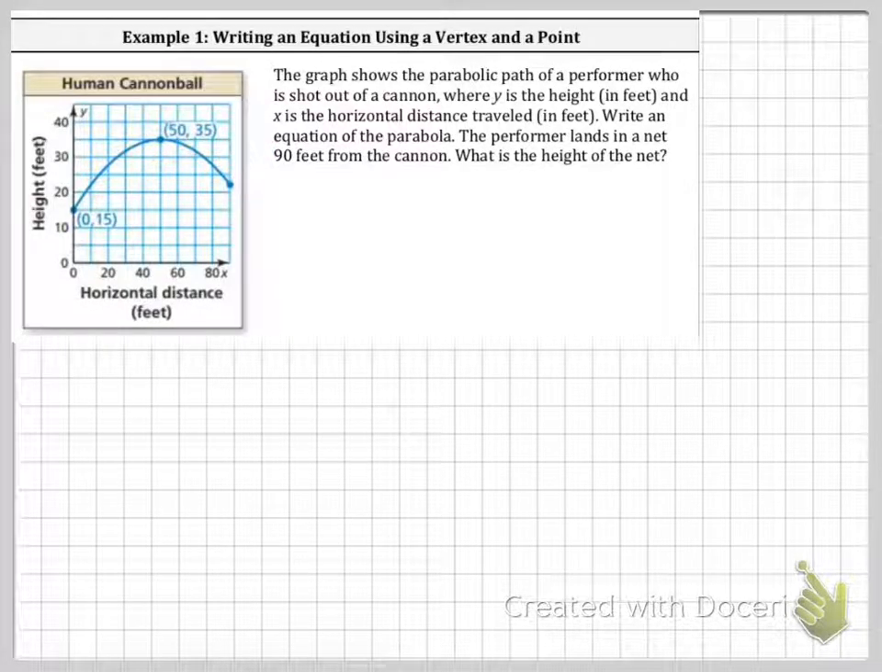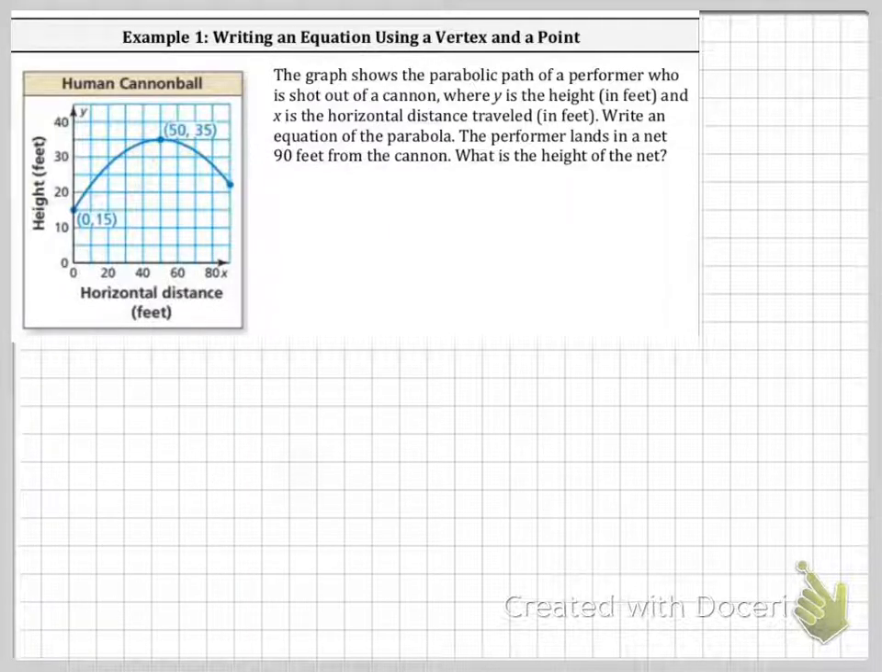This is example 1 on 2.4, modeling with quadratic functions. In this example, the graph shows a parabolic path of a performer who was shot out of a cannon, where y is the height in feet and x is the horizontal distance traveled in feet. Write an equation of the parabola. Then the performer lands in a net 90 feet from the cannon. What is the height of the net?